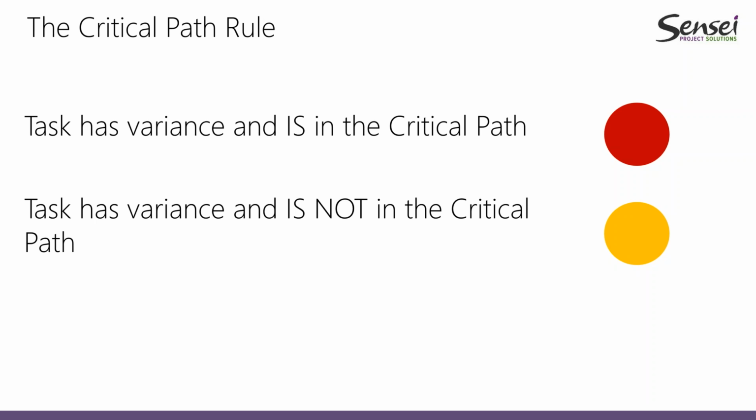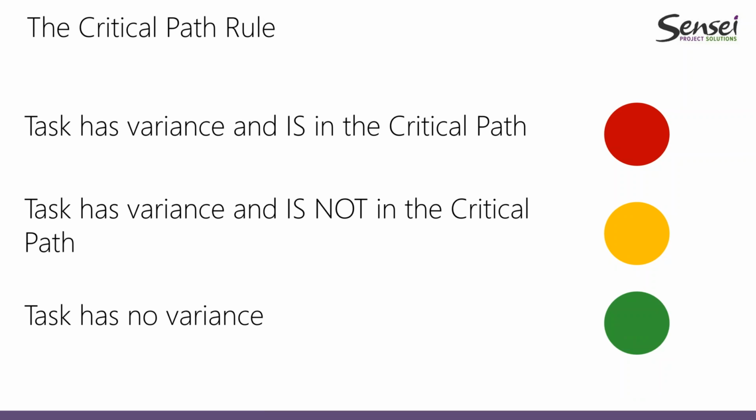On the other hand, if I have a task that has variance, but the task is not in the critical path, then I should have a warning telling me that there is something wrong with this particular task because it has a variance. However, this variance is not yet affecting the finishing date of the project. So it should just show a yellow warning for me to pay attention to this, but it should not distract me from what is important. And of course, if the task has no variance, then we should display this in green.